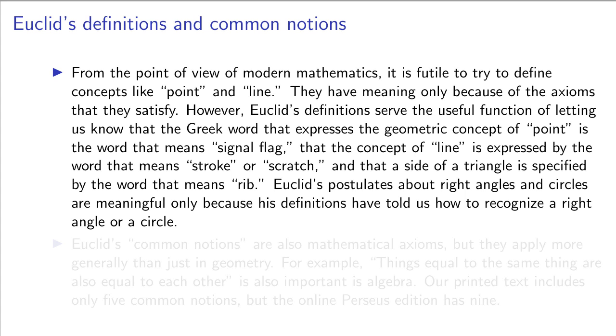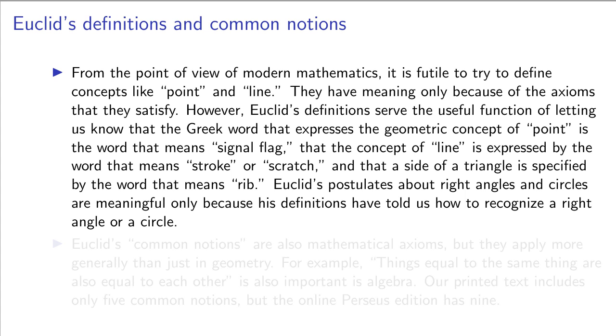Now let me say a little bit about definitions. The view of modern mathematics is it's impossible to make a definition about the objects you're describing in your axioms. In effect, the objects are described by the axioms. The axioms say they have certain properties.